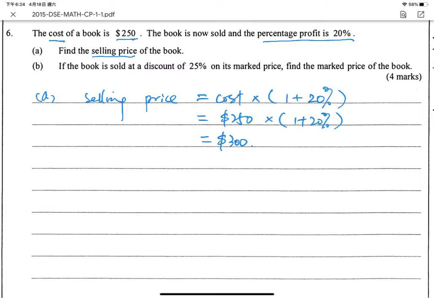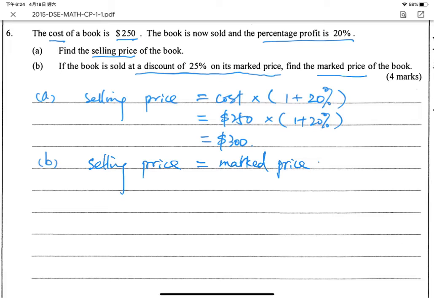Finish part A. Now let's continue to part B. If the book is sold at a discount on its mark price, find the mark price. Okay, we know that the selling price equal to the mark price times 1 minus discount percentage, which is 25%. So here selling price, we got it from part A, which is $300. So mark price times 1 minus 25%, which is 75%. Okay, which is 0.75.